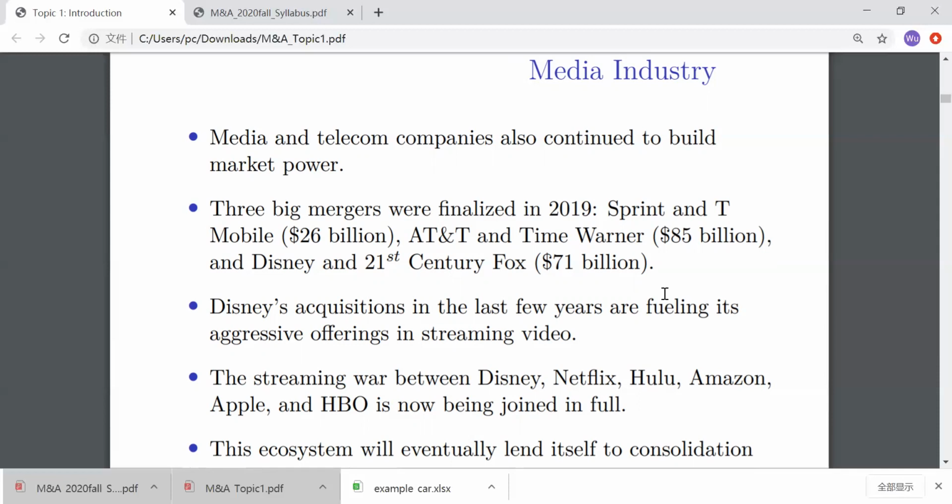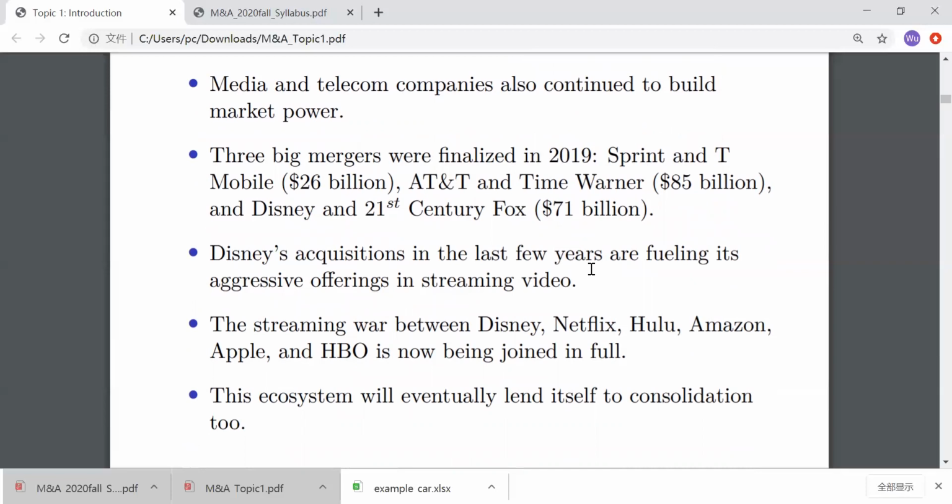And there was also another deal that was completed in the media industry, right? The M&A between Disney and 21st Century Fox. These two are also big media companies who produce content. So that's also a big deal, right? 71 billion.